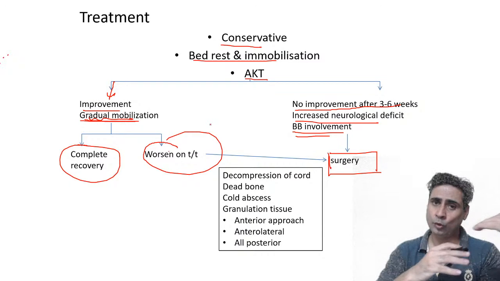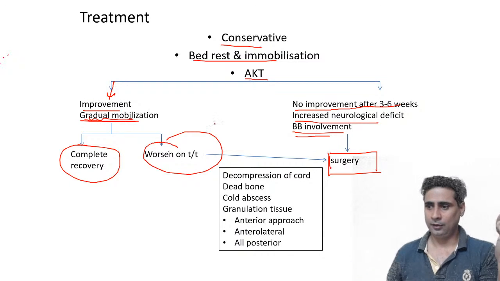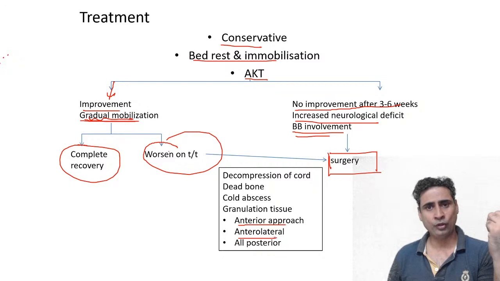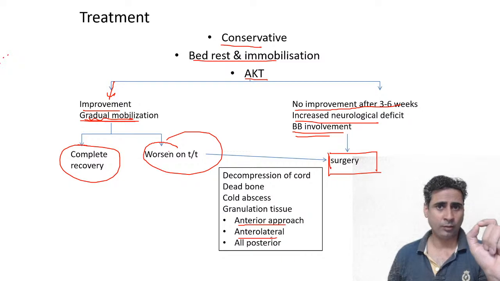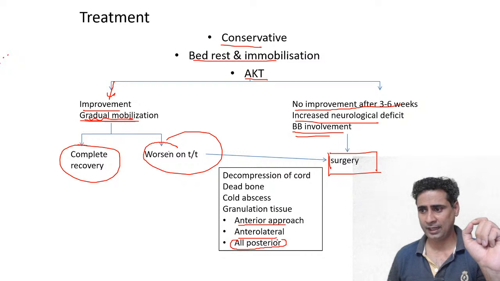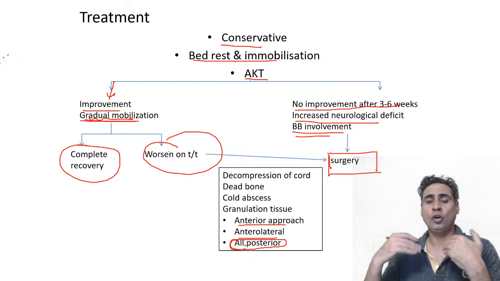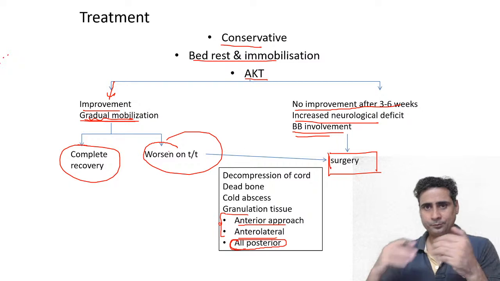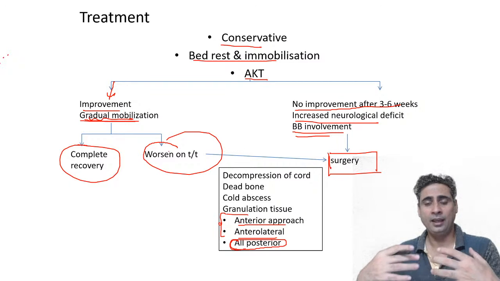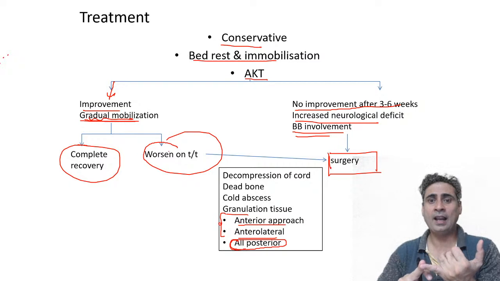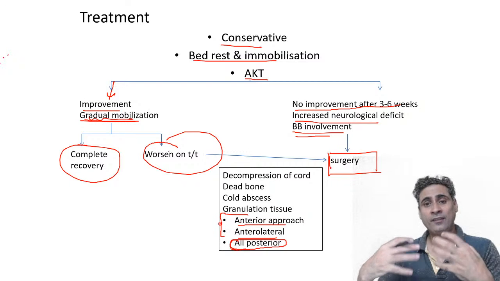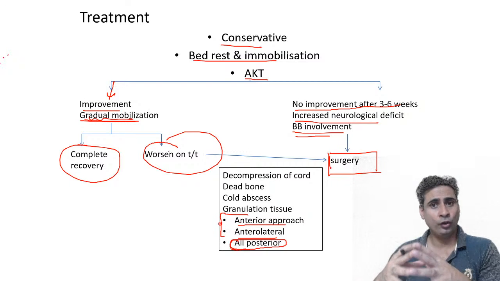However, approaches to do that can be different. So what approaches can be used? Anterior approach, where we go directly anteriorly. Anterolateral approach. Nowadays the most preferred approach is the all posterior approach. We don't go anteriorly at all, because the anterior or anterolateral approaches are very morbid approaches. Here the removal of ribs is required. We will have to split the pleura and we will have to retract the lung. These are very morbid procedures. So nowadays we don't use these procedures.